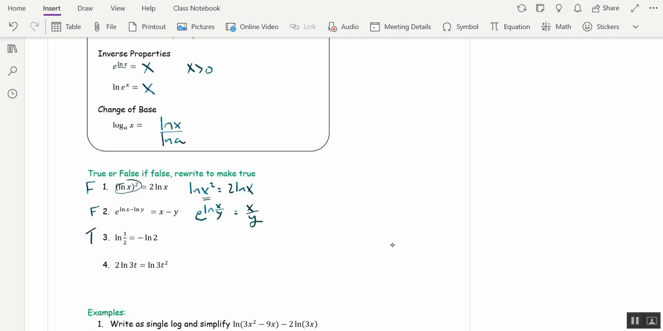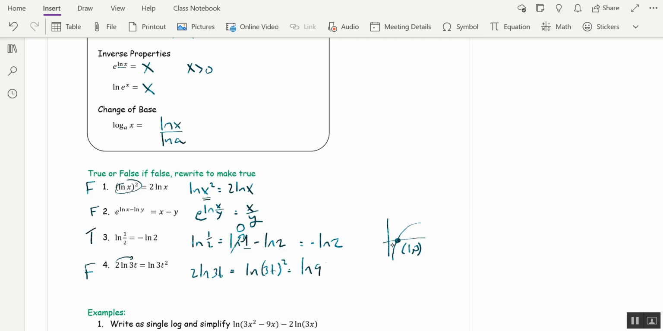Next one's true. Ln of 1/2 is ln of 1 minus ln of 2, but ln of 1 is 0, so this is negative ln 2. The graph of y equals ln x passes through the point x is 1, y is 0. And finally, we have another false one. If we want to bring this 2 up as an exponent, we need to apply it to the 3 and the t. So it should be 2 ln of 3t is ln of 3t squared, which is ln of 9t squared.